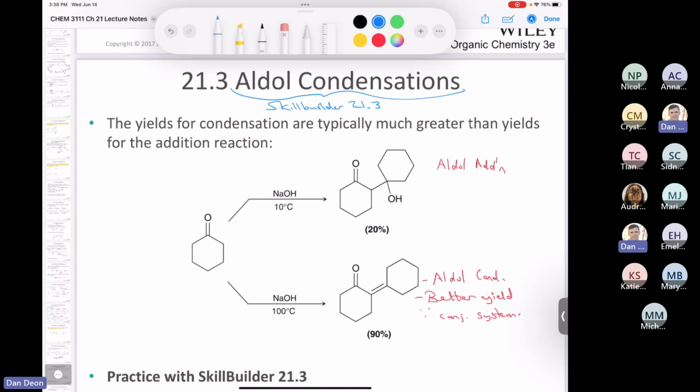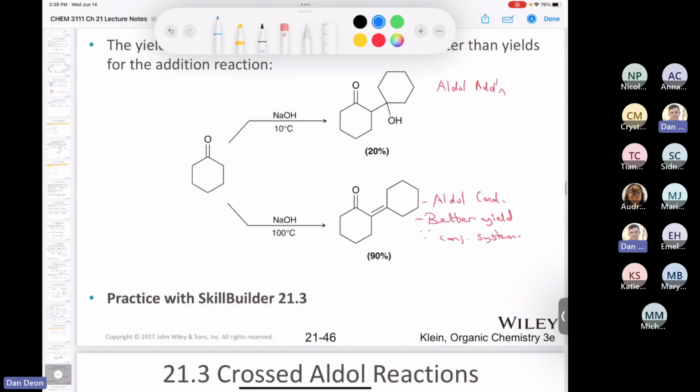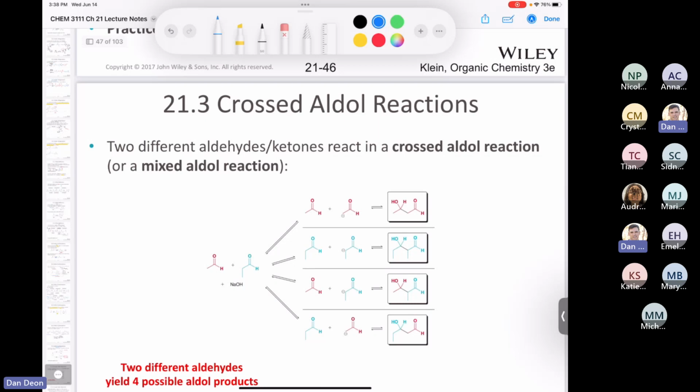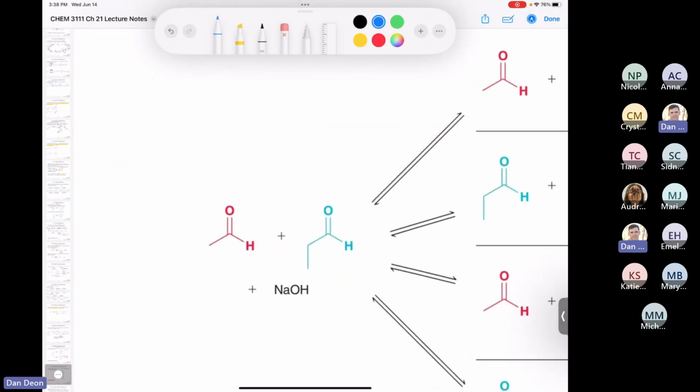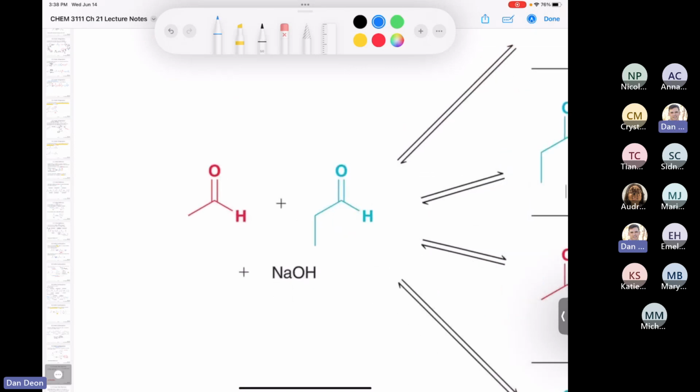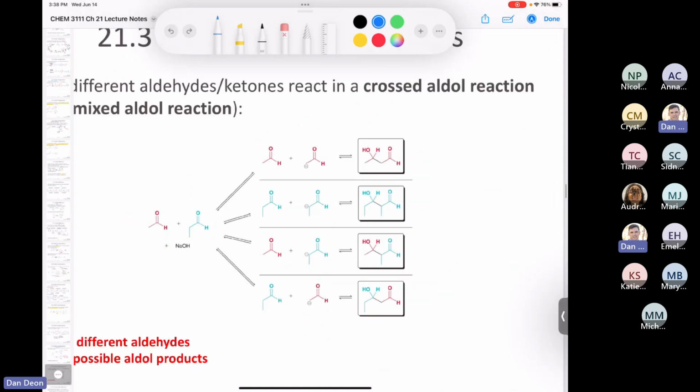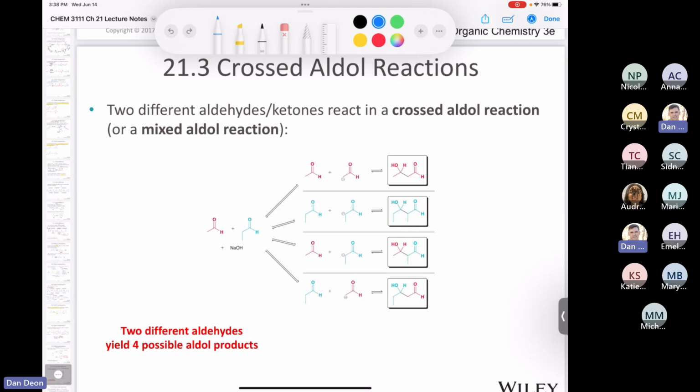So let's get to the next section here, which you might have been wondering about already. So far, everything that I've shown you, every aldol addition, every aldol condensation, has been the same ketone or aldehyde reacting with itself. Well, what if you have two different aldehydes and ketones? So here we have acetaldehyde and propionaldehyde. What happens when you put those in sodium hydroxide? Well, you can end up with the enolate of this one, and you can end up with the enolate of this one. So now you've got 4 different components in your reaction mixture, and you can end up with 4 different products, can't you? We call these crossed aldol reactions.